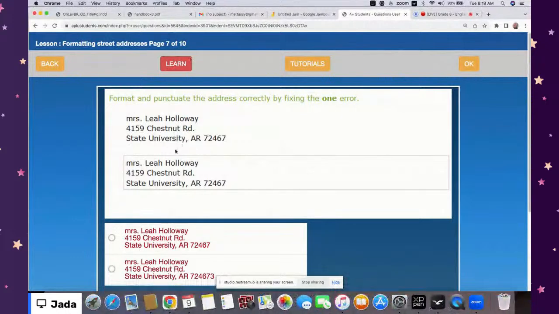Mrs. Leah, Mrs. should be in capital letter, not small letters. Yeah, that's the only error. The Mrs. there should, of course, be in capital and not in small letters.